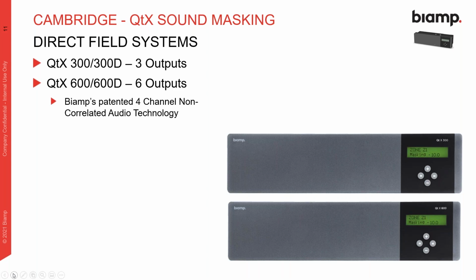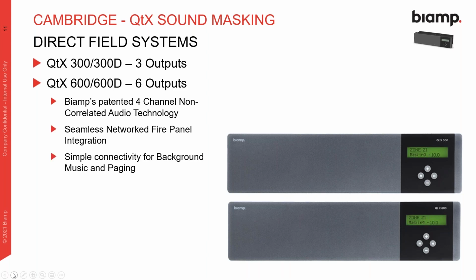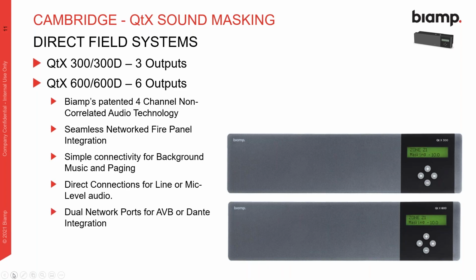It's important to know, here's one of the key takeaways, that the patented 4-channel non-correlated audio technology that was flagship to the Cambridge product is built directly into these processors, just like it was with the QT Pro. Fire panel integration, connectivity for music and background music and paging, and some direct connections for line or mic level audio. Dual network ports for AVB and Dante, privacy sign capability, and of course, as I said earlier, the D version will be an optional Dante operation if you need Dante networking.